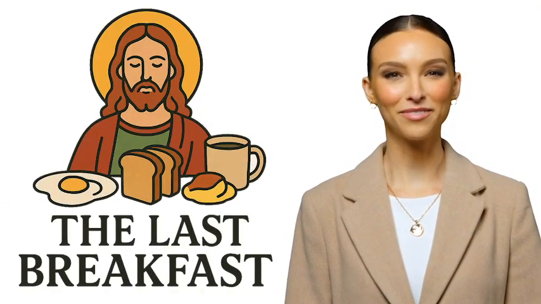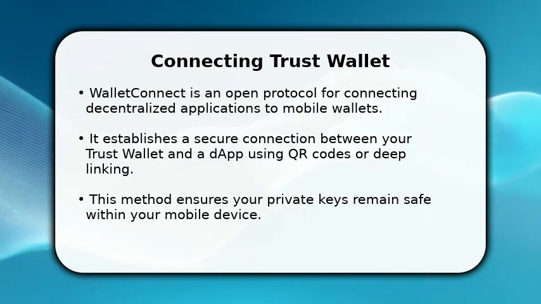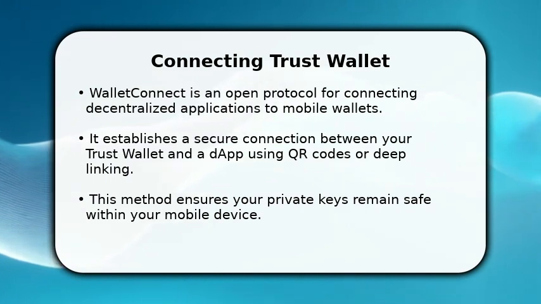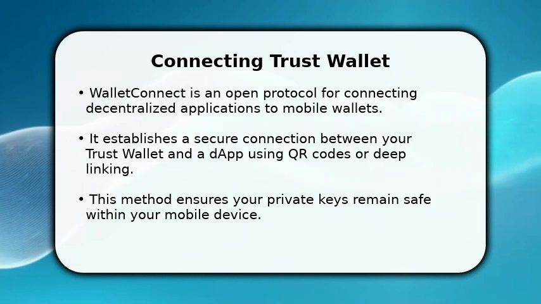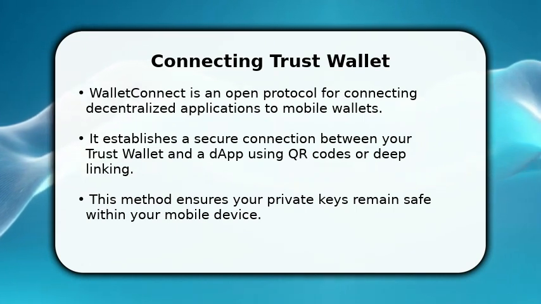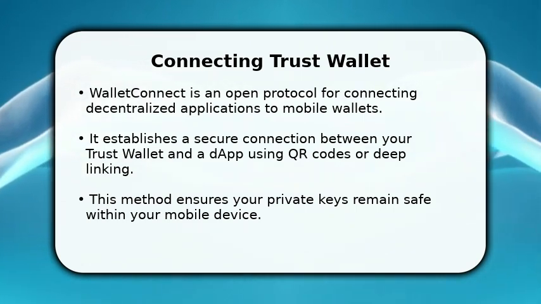Please enjoy the video. In this video, I will explain how to connect your Trust Wallet to decentralized applications. Wallet Connect is the secure, open protocol that facilitates this connection, allowing your mobile wallet to interact with dApps on various networks. This process ensures your private keys never leave your device, maintaining a high level of security. We will cover the simple steps to establish this connection, whether you are scanning a QR code or using a deep link. Always double-check the dApp's address to prevent phishing attempts.